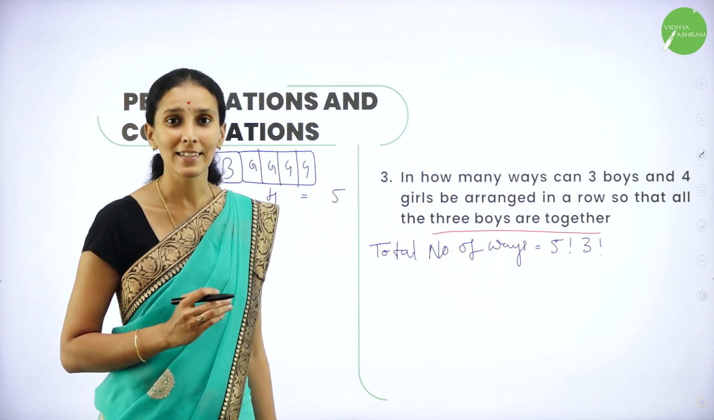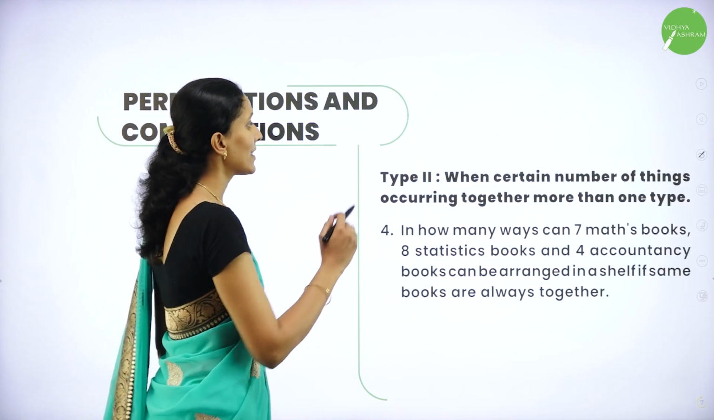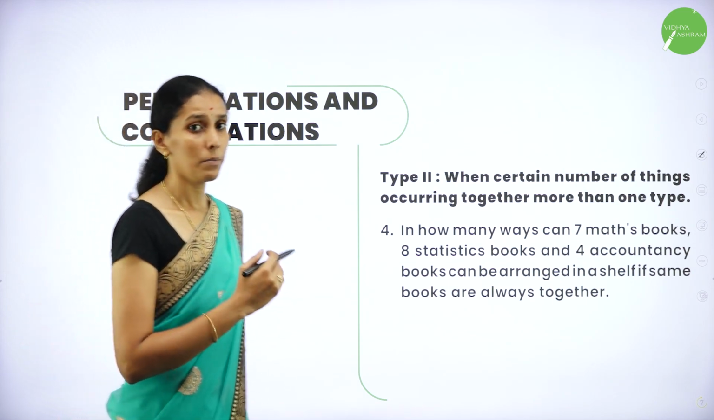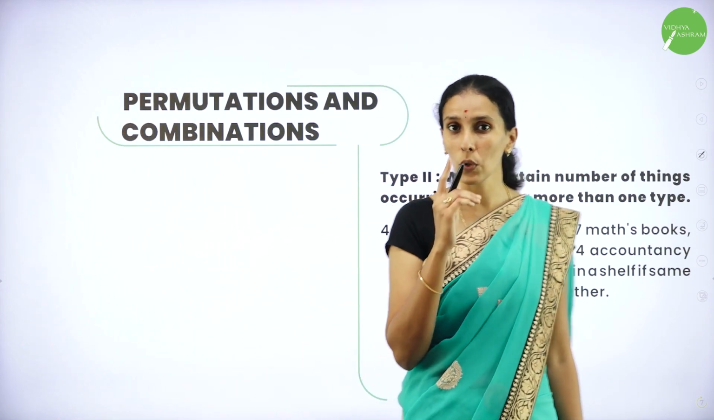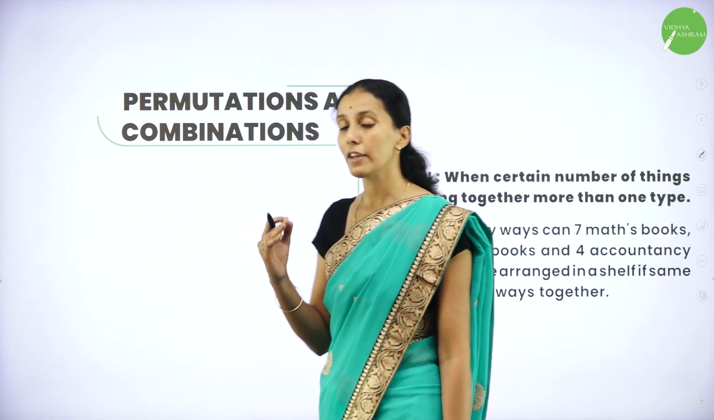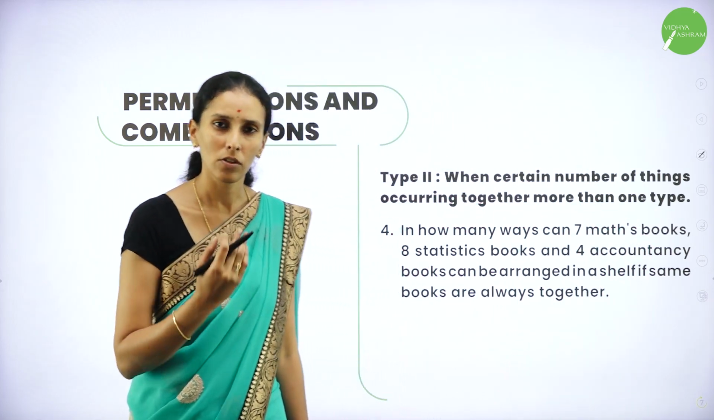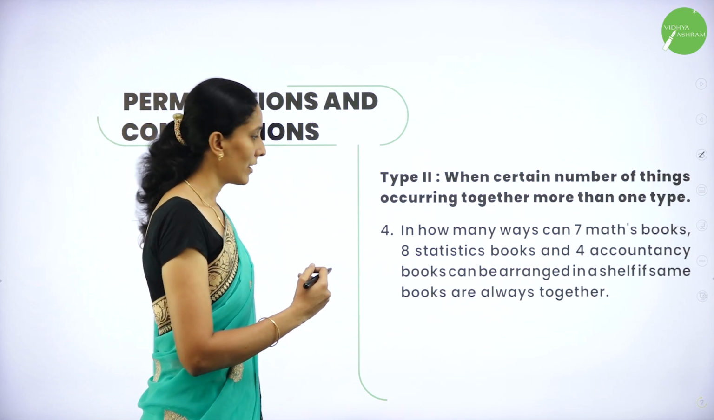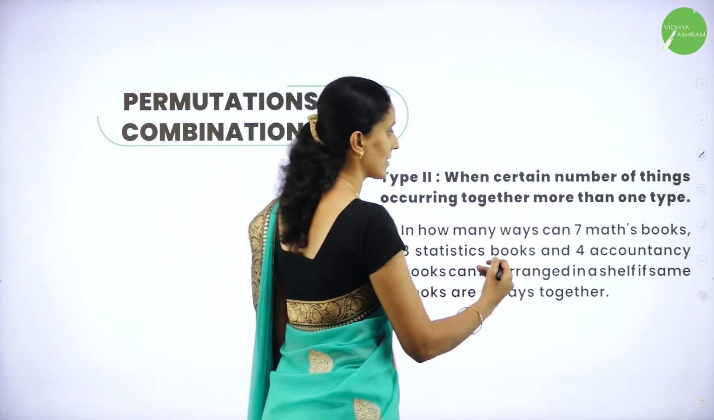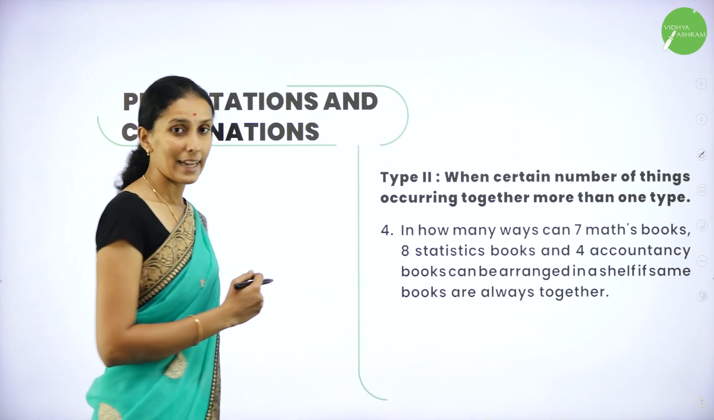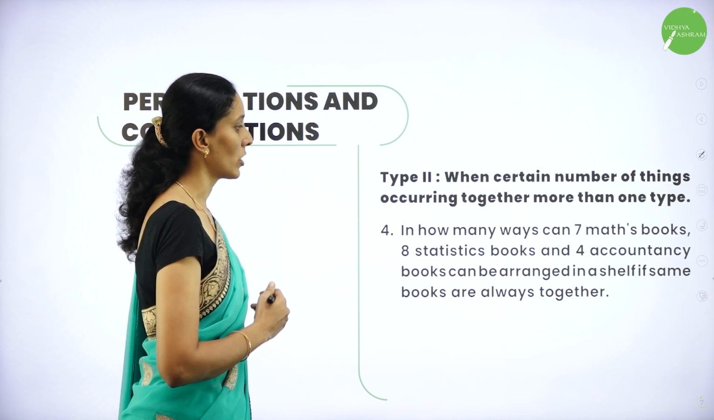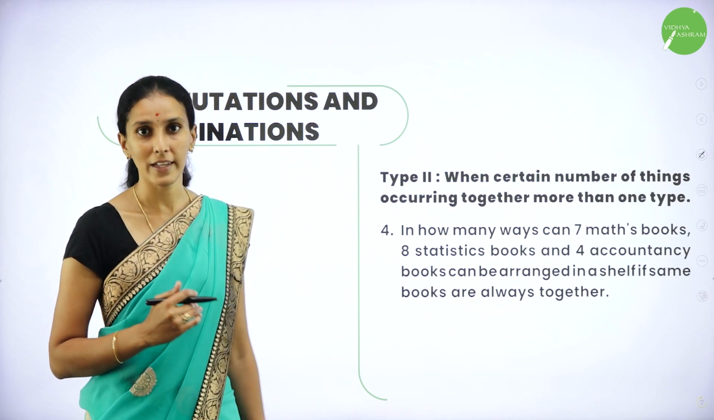Okay, so the next type of permutation, when certain things occur together of more than one type. In previous examples we have considered only one type. Here we can see more than one type. So this is also simple like the previous one. The same question I have taken here: in how many ways can 7 maths books, 8 statistics books and 4 accountancy books be arranged in a shelf if same books are always together.